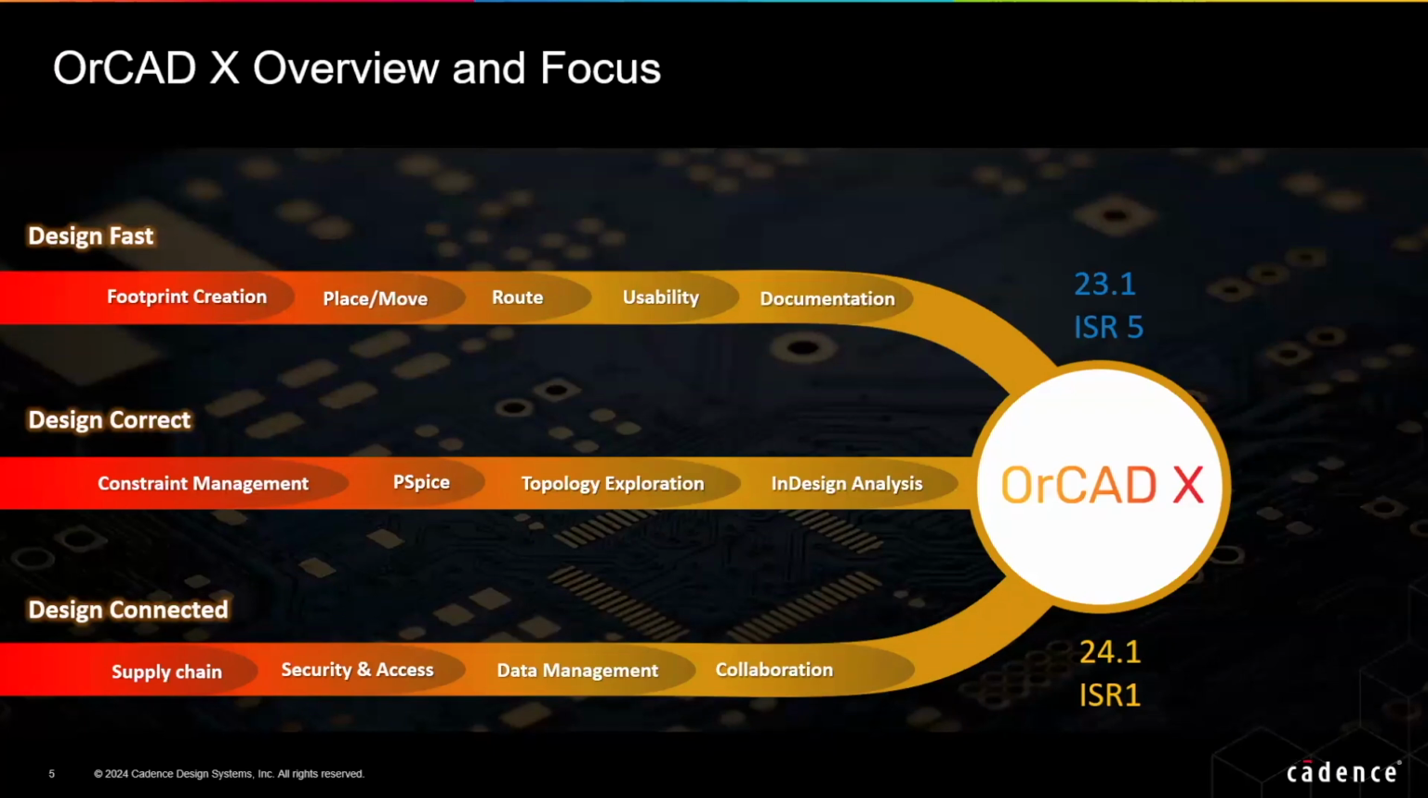For example, under design fast, you have the ability to quickly create footprints, and as a user, maybe without tons of supporting librarians or something that you might have in an enterprise setting, you can quickly get up and running with a library in OrCAD X. Designing correct, especially in the last few releases over the last couple years, we've added topology exploration and extended the InDesign analysis into OrCAD X.